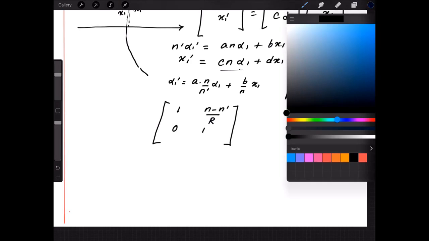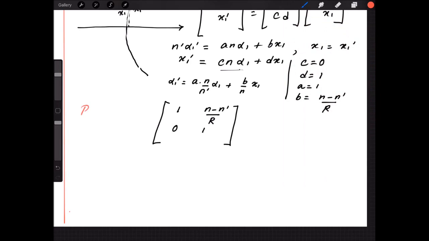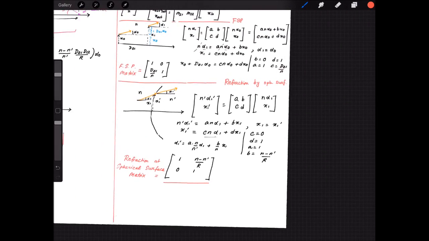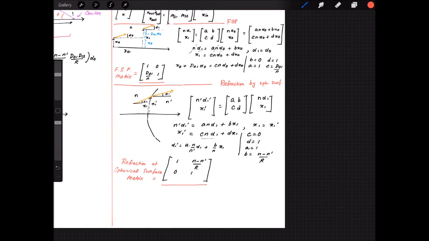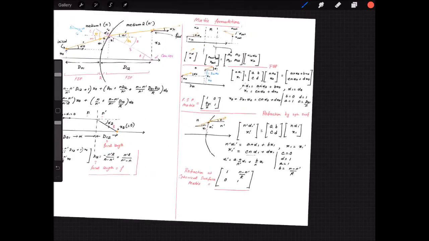So refraction at spherical surface matrix. That's it. These are the two things that you have to keep in mind to solve any complex optical system. Let's look at how.